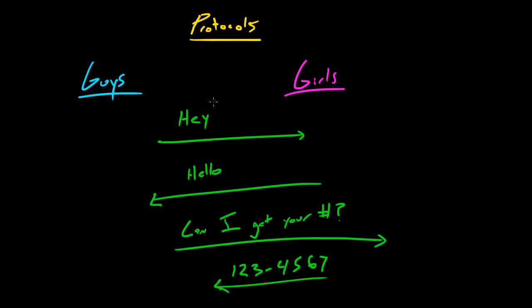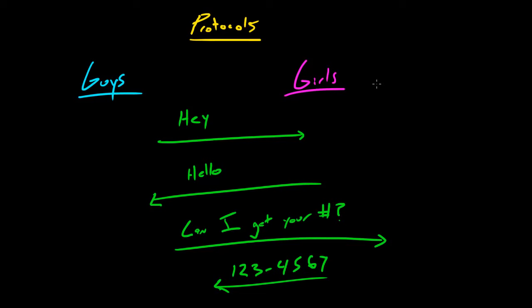Well, first of all, you notice that only one person is talking at a time. They aren't talking at the same time. If the girl said, hello, and the guy said, hey, at the same time, they wouldn't be able to hear each other. And if the guy said, can I get your number? And she was saying hello, of course, no one would be able to hear each other or understand each other. So only one person talks at a time. That's one of the rules.